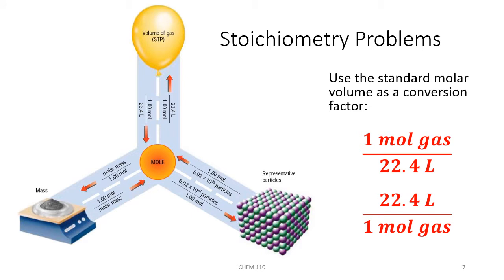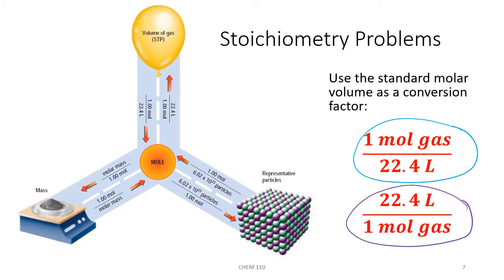We can use the molar volume of a gas at standard temperature and pressure in order to convert between moles and volume. So notice that we can write that as a conversion factor, 1 mole of gas to every 22.4 liters, or we can flip our fraction around and say 22.4 liters for every 1 mole of gas, as long as we are at standard temperature and pressure.